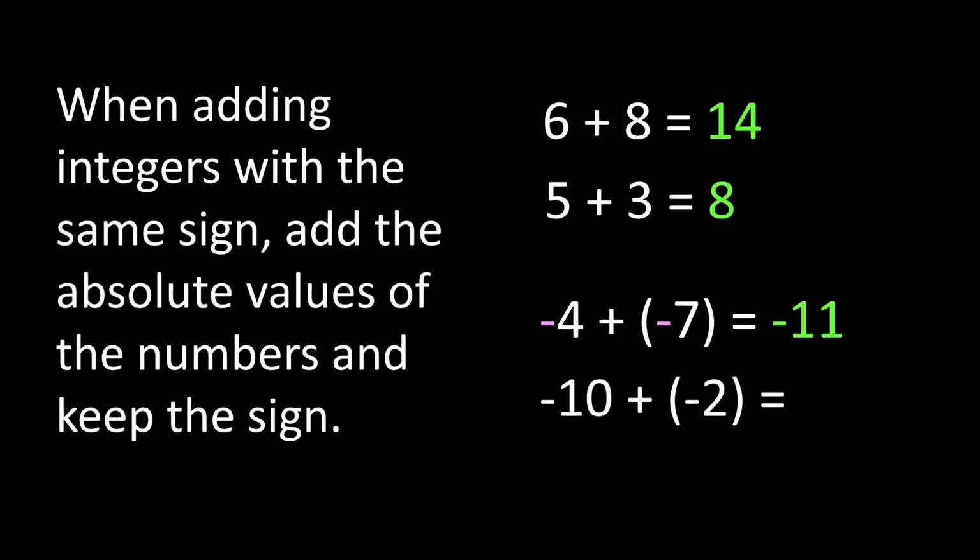-10 plus -2 is also adding two negative numbers. You'll take the absolute value of -10, which is 10, and -2, which is 2, and add them together. 10 plus 2 is 12. You'll keep the sign negative. -10 plus -2 equals -12.